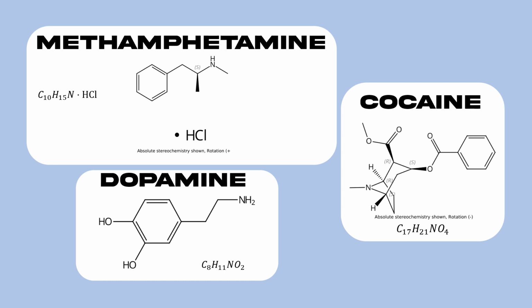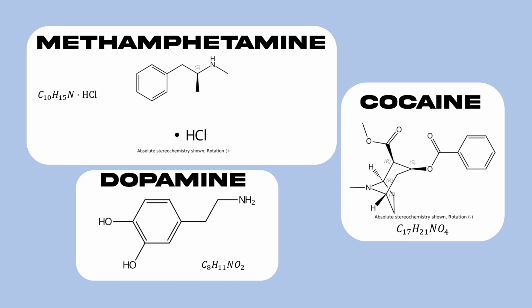In the realm of illicit drugs, methamphetamine has a similar chemical structure to dopamine. So here we have methamphetamine, and you can see it has this ring structure here, as well as this side chain that comes off. And this is cocaine.